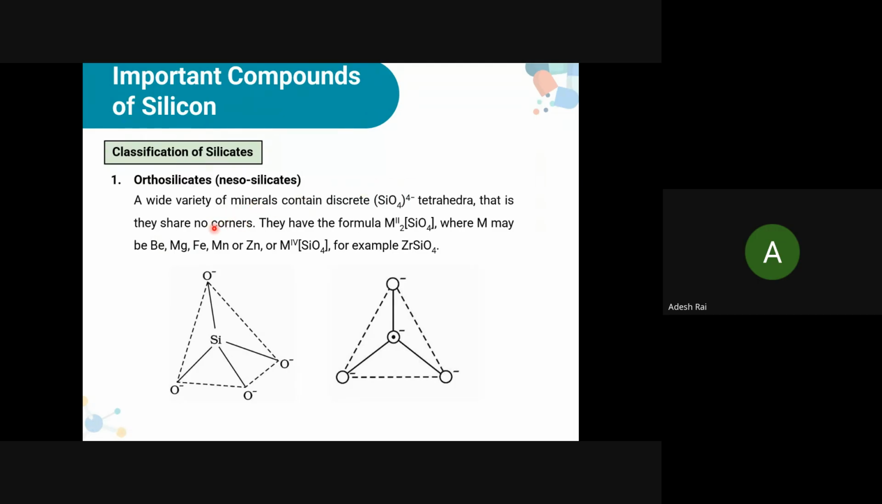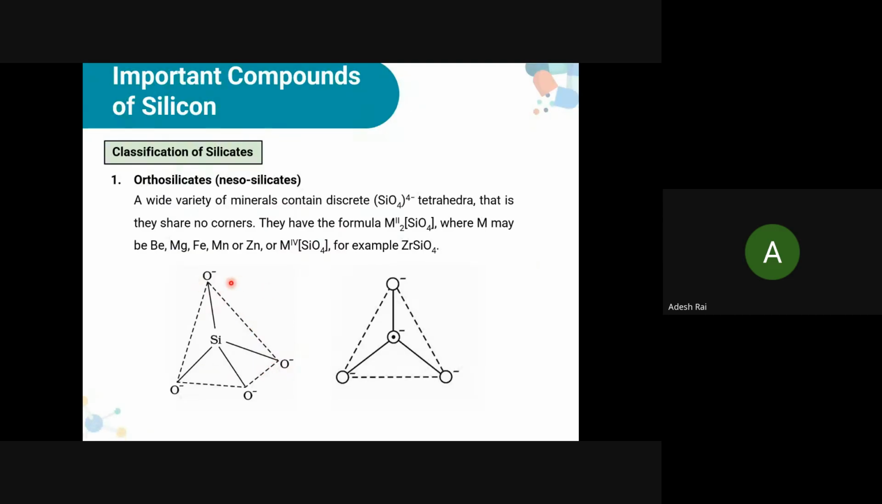So in orthosilicate, what have you studied? The formula will be M2SiO4 or MSiO4. M2SiO4 means the metal will be in the plus 2 state, or if it is MSiO4, it means the metal is in plus 4 oxidation state. Example is zirconium silicate. Okay. And the most important point is that the silicate unit is tetrahedral and they share no corners. They share no corner. It means they are not further attached with anything.